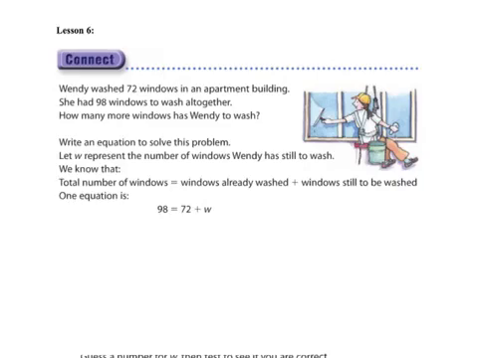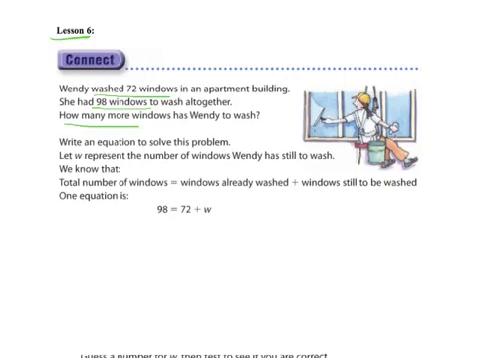All right, now we're continuing. This is lesson 6, the connect section. Still problem solving and still making equations and expressions within those equations to help figure out the answer. Wendy washed 72 windows in an apartment building. She had 98 windows to wash altogether. How many more does she have to do?